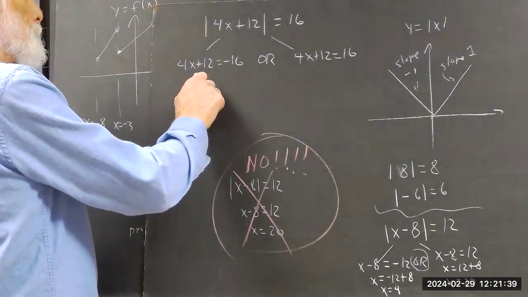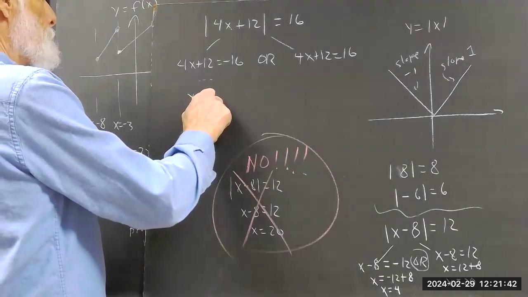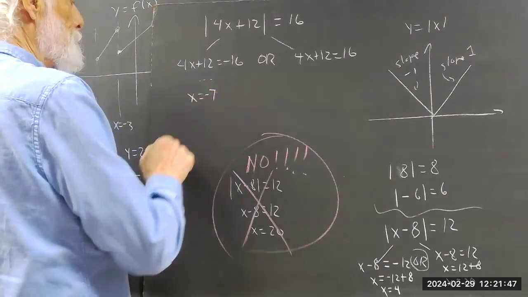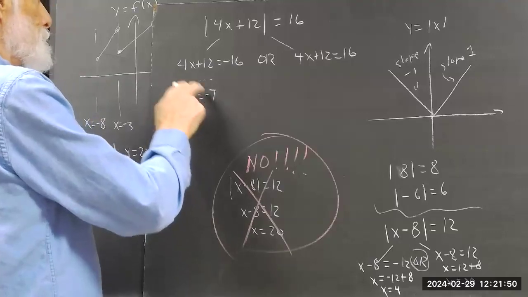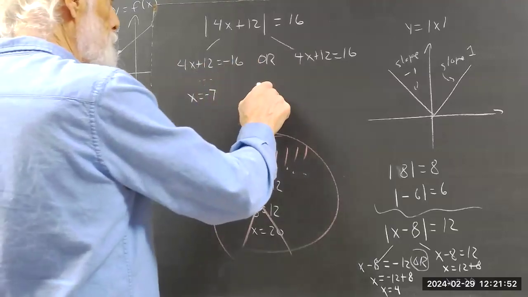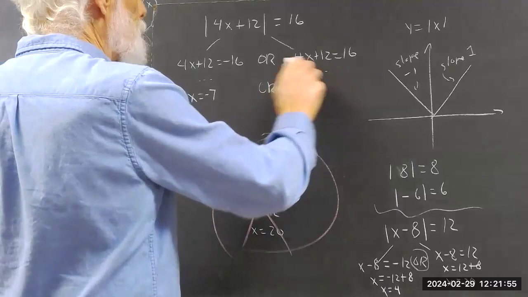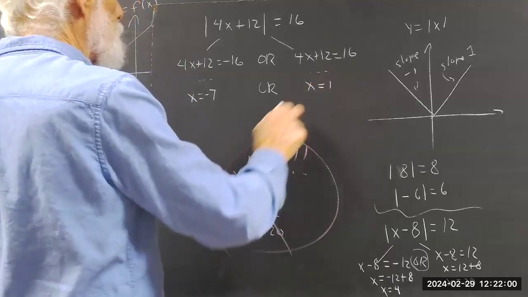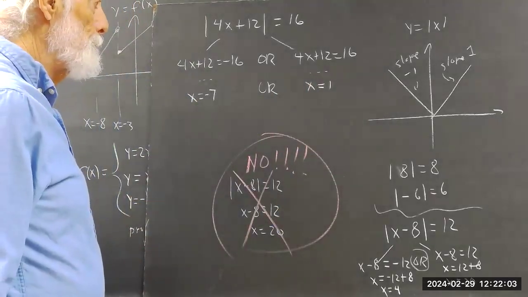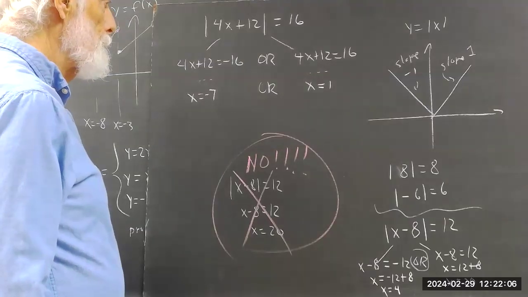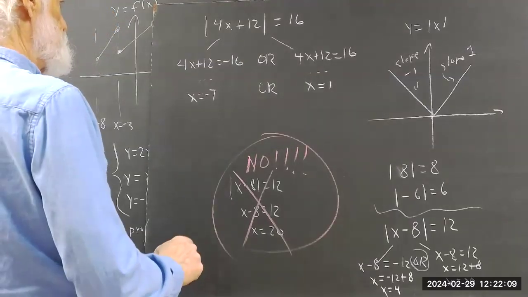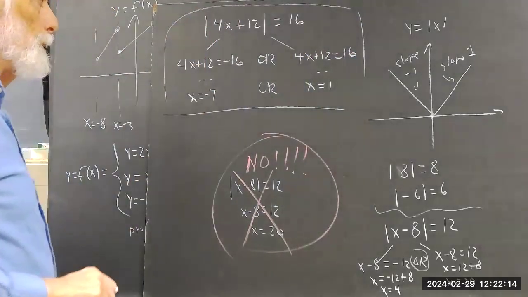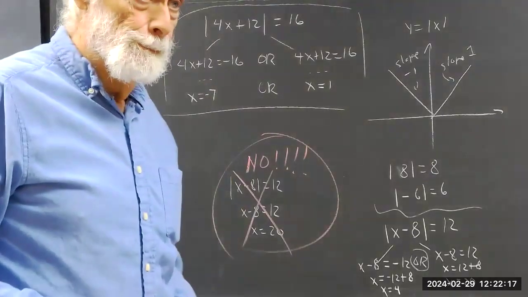So we solve this equation. In this case, x would be negative 7, because negative 7 gives you negative 28 plus 12. And I've got the dots here. The dots are you write out the steps for x equals 1. So if you have absolute value equations, I want to see them written out like that.